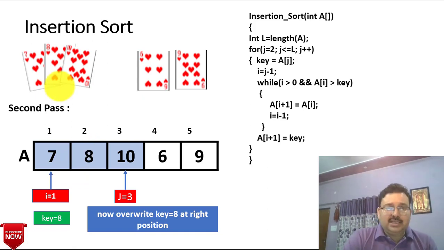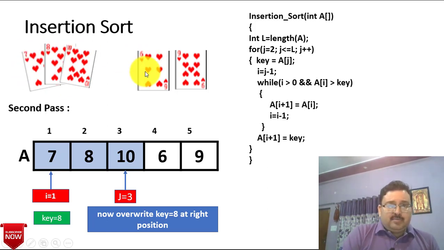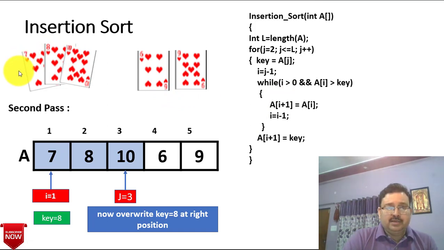Clear? Now you can see our 3 cards are sorted, which are in our left hand. Now pick the next card, that is 6. Similarly, apply the algorithm, and we know 6 should be placed before 7. Clear? So how will it work?